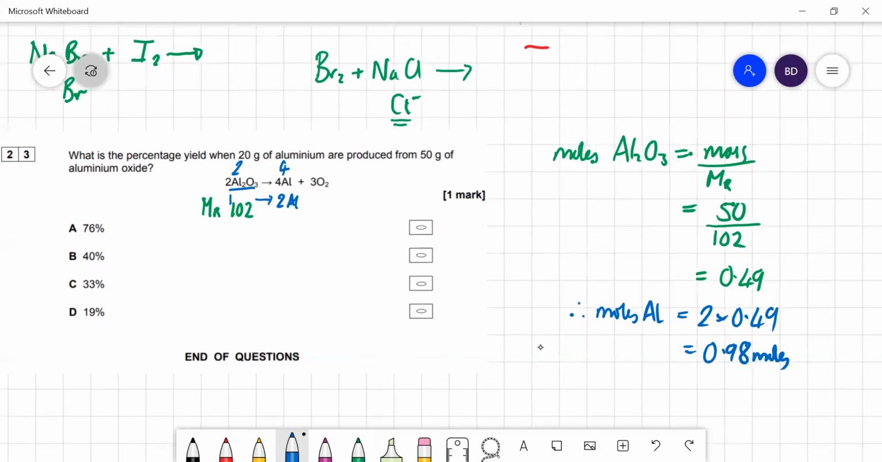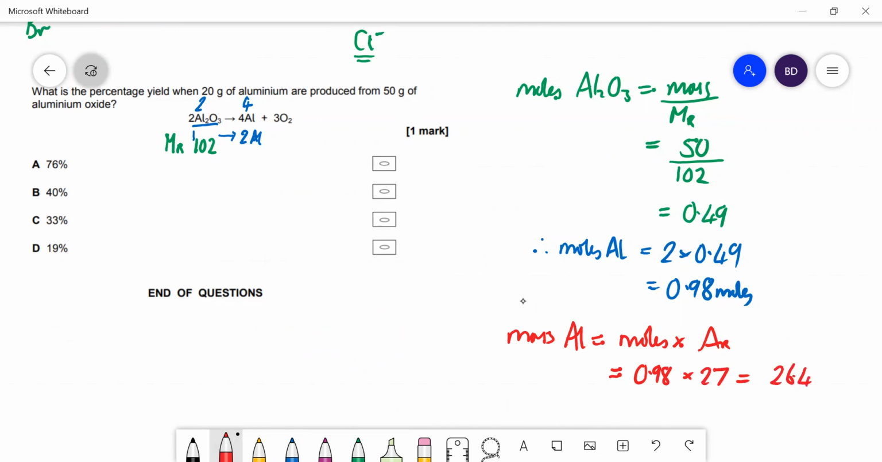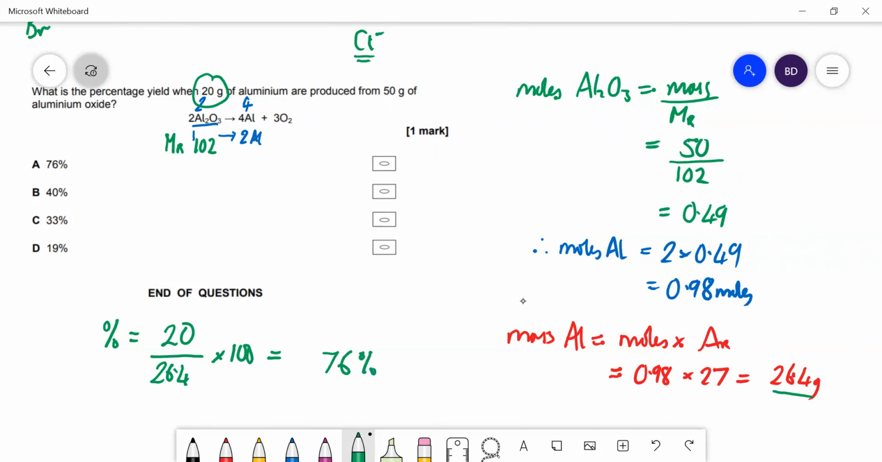Now let's work out the mass of aluminium if you get 100% yield. Mass of aluminium is equal to moles multiplied by the AR. So that's 0.98 times the AR of aluminium, relative atomic mass, which is 27. That gives us 26.4 grams if you get 100% yield. So our percentage yield is what we do get, which is 20 grams, over what we would expect, 26.4, multiplied by 100. That gives us about 76%. So our answer is A. And that is the last question on the paper.